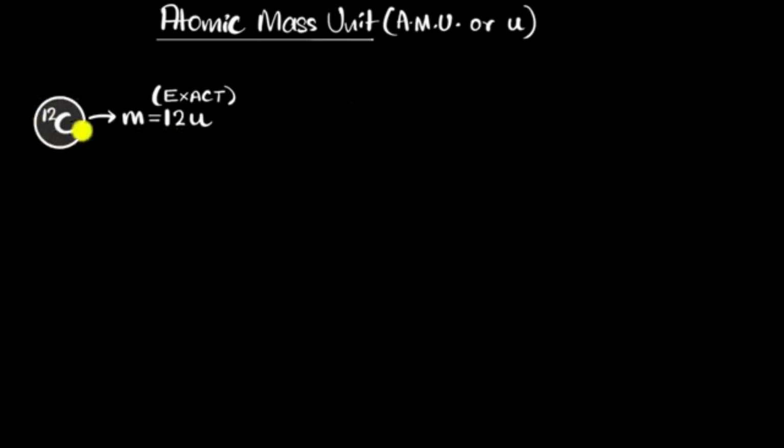Now, what is 1U? Well, if the mass of a carbon-12 atom is 12U, 1U is 1/12 of its mass, right? So we define one atomic mass unit, 1U, as 1/12 of the mass of a single atom of the carbon-12 isotope. Does that make sense?